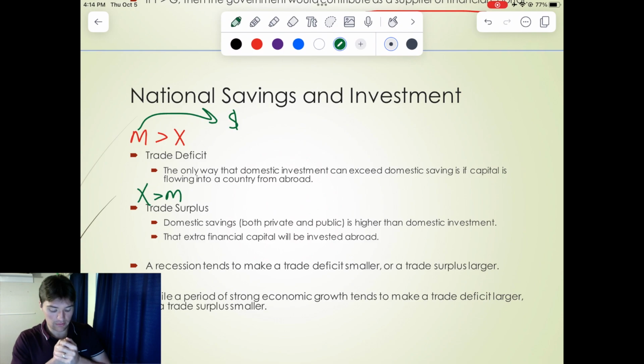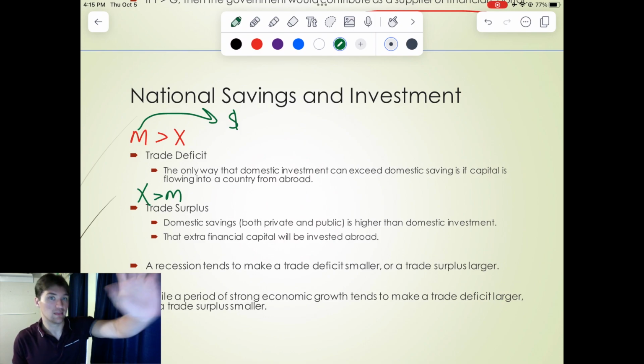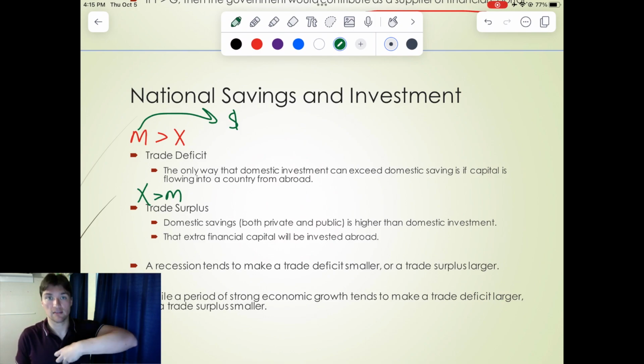And that extra financial capital that you have in your hands will then be invested abroad. You can now bring in the money from other countries and then invest it somewhere else. So that's how a trade surplus works: whenever you're selling more than you're spending, you can get this money and invest it somewhere else. If you have a trade deficit, this is where you're sending money out to get the imports. They get that money and invest it back into you and in your banks.